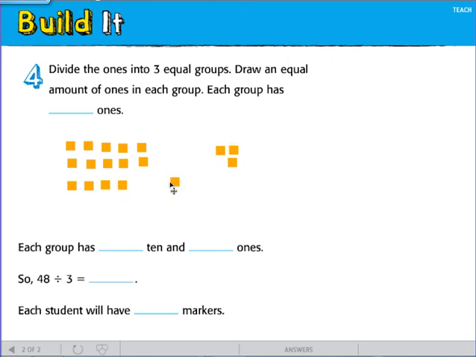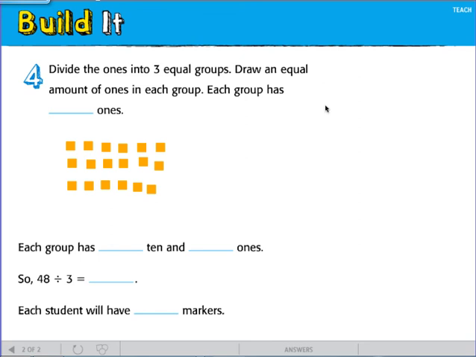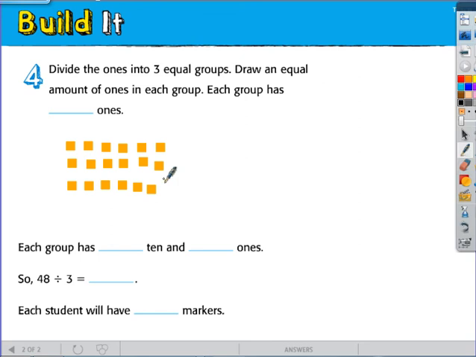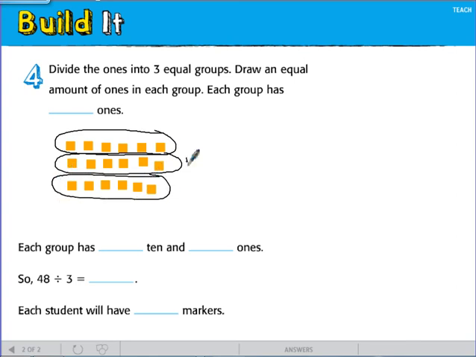4, 5, 6. So, what do my groups look like? How many do I have in each group? I have 6 in each one of my groups, right? So you can see I have 1 group of 6, 2 groups of 6, and 3 groups of 6. So each group has 6 ones.